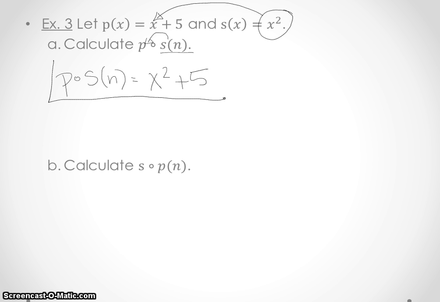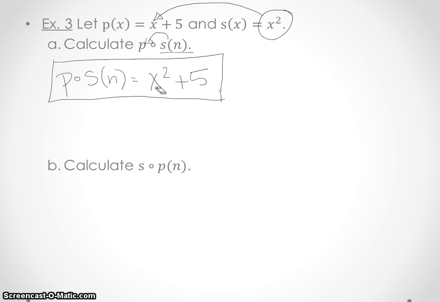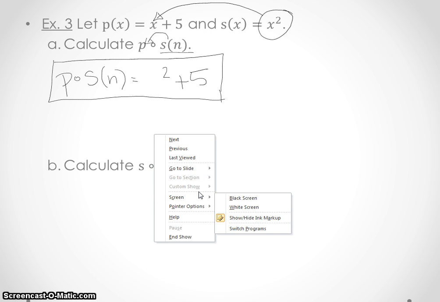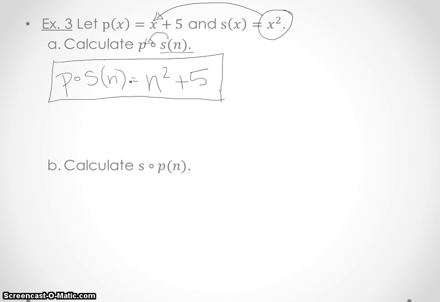Actually, technically, I guess we should have n, because s of n here would indicate that whatever I plug in here should go in right here. So let's erase that, and that should be an n. This should be n squared plus 5, which I'm allowed to do. n and x are kind of interchangeable. Any variable really is. So you could just change this to an n, change that to an n, and we're good to go.